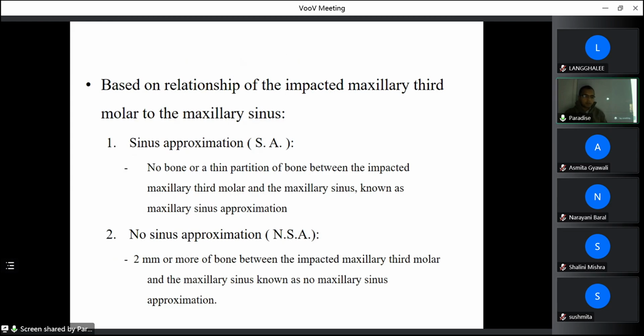In case of no sinus approximation, 2 mm or more of bone between the impacted maxillary third molar and the maxillary sinus is present, known as no maxillary sinus approximation. If at least 2 mm bone thickness is present between the root of the third molar and the maxillary sinus, then it is known as no sinus approximation. So the thickness of bone should be either 2 mm or more.